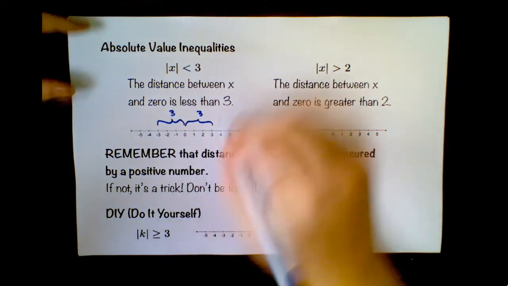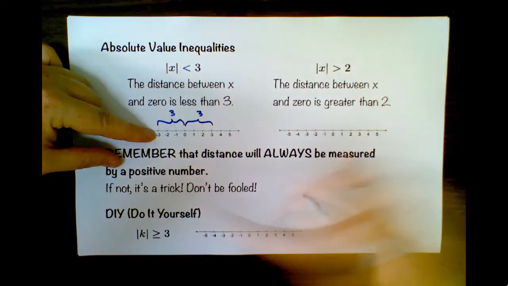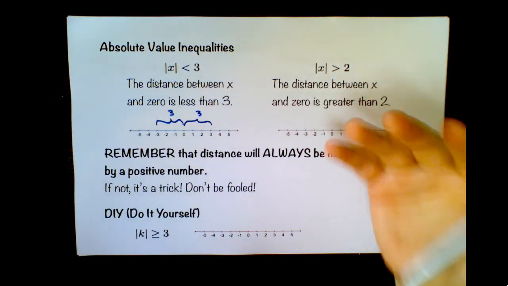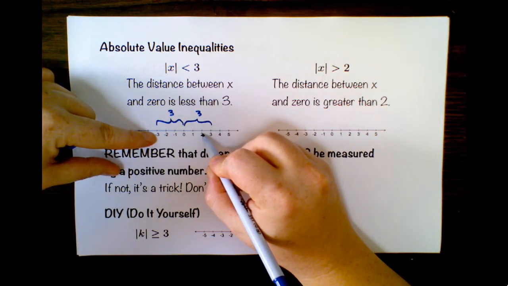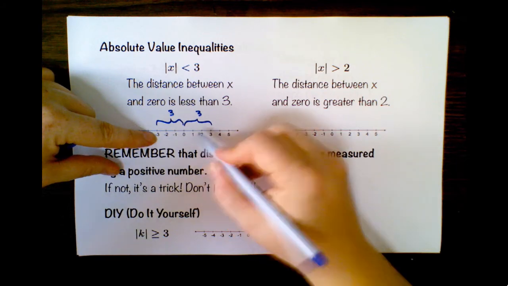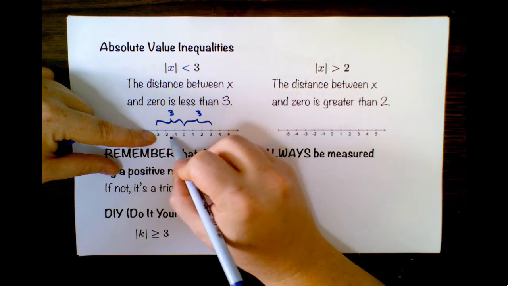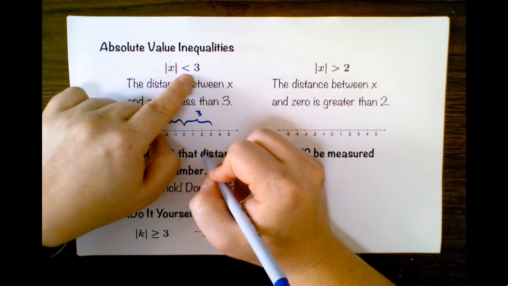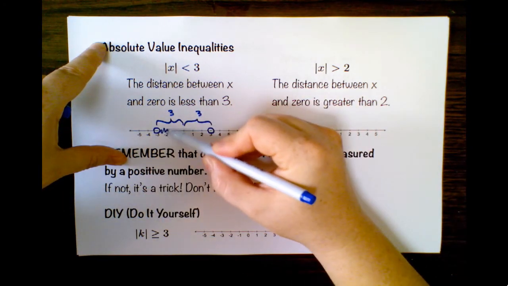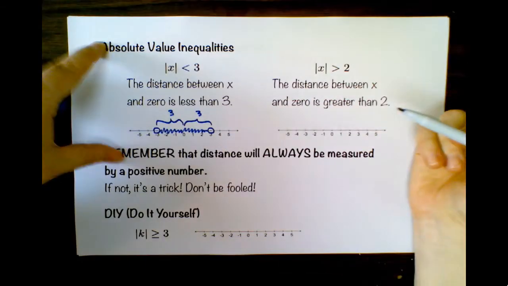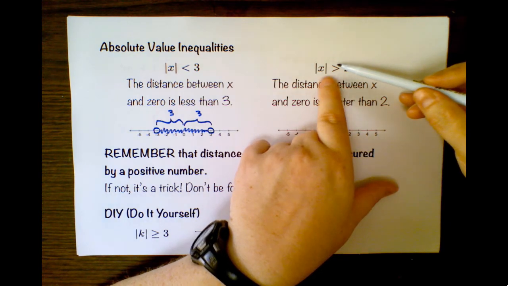Okay, so let's look. The distance is less than 3. So less than 3 means closer than here and here. Well, 2 would be closer than 3, and 1 and 0, of course. Negative 1 is less than 3 away. So what I need to do, since this is strictly less than, I need to put an open circle. And I need to color on all of the numbers that would make that true, which would be all of them.